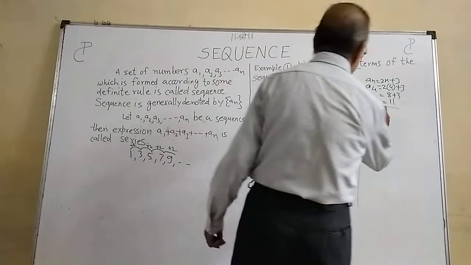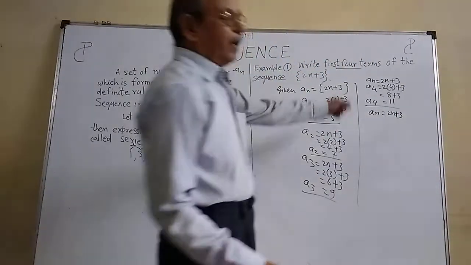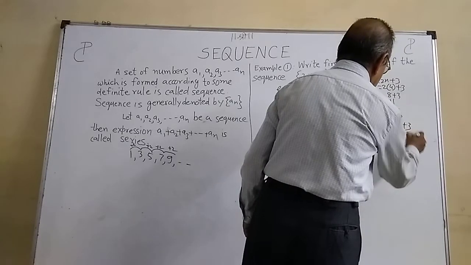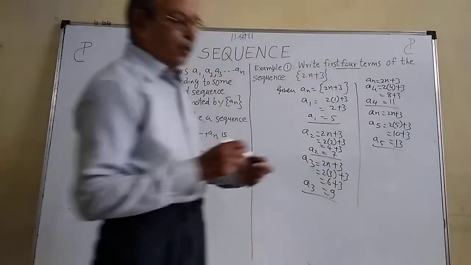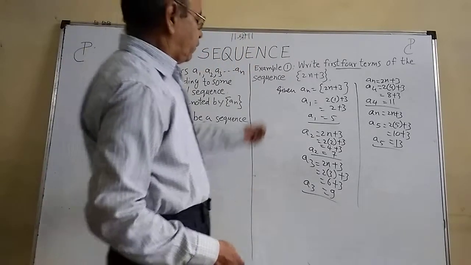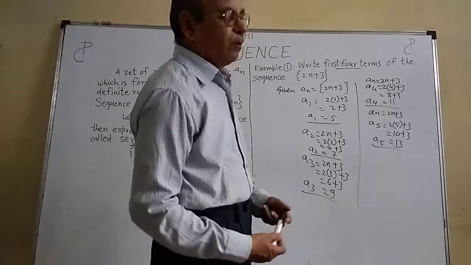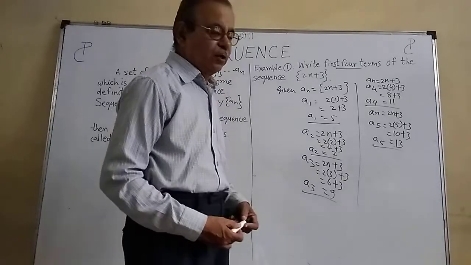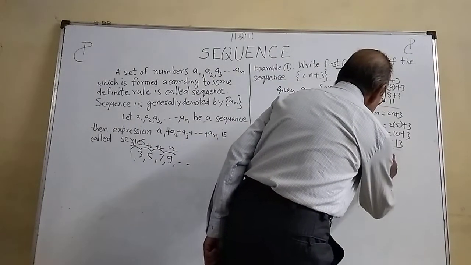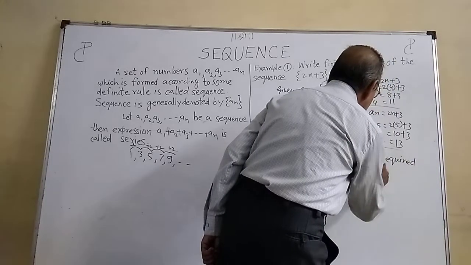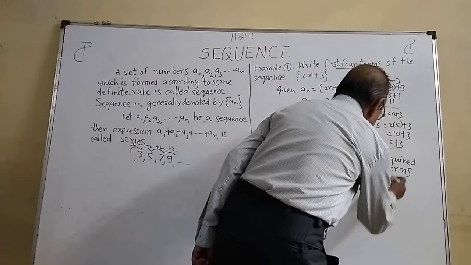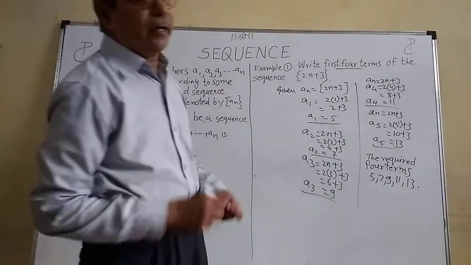Now a5, n is equal to 5, so we can write a5 is equal to 13. The requirement is only 4 terms, but we have taken 5 terms here. So a1 is equal to 5, a2 is equal to 7, a3 is equal to 9 and a4 is equal to 11. We also found the 5th term, so the required terms are 5, 7, 9, 11 and 13. And this is our required answer.